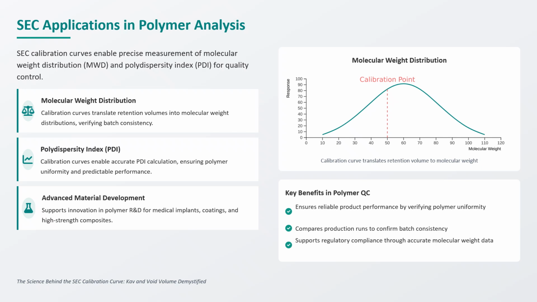In polymer QC, SEC calibration curves are the backbone of quality control. They enable accurate determination of molecular weight distribution, polydispersity index, batch-to-batch consistency. For industries producing medical polymers, coatings, or high-performance materials, this data directly impacts product performance and regulatory acceptance.